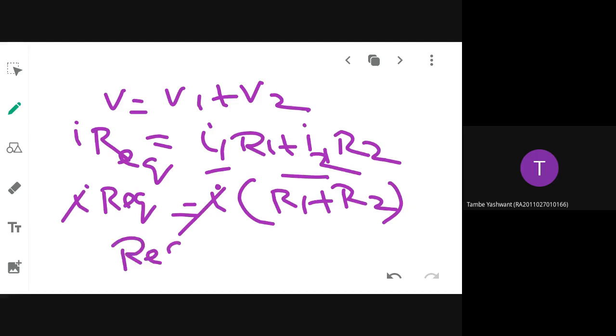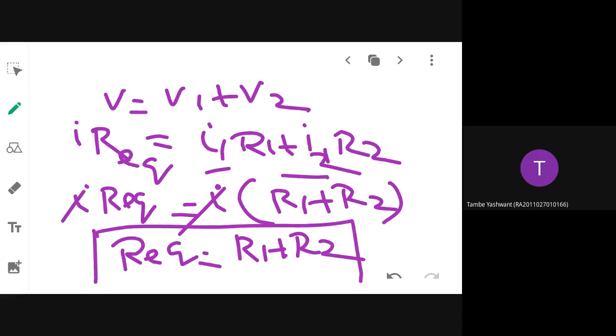Suppose I want to write down the formula for equivalent resistance when they are connected in series, what is the formula? You have to sum. So that is R1 plus R2. Suppose we have n number of resistances connected in series, what will be the formula? R1 plus R2 plus and so on, Rn. Then now we are going to derive one more rule, that is the voltage division rule.